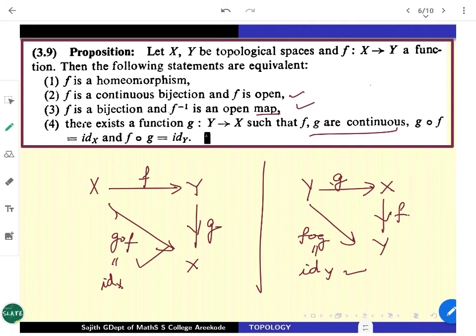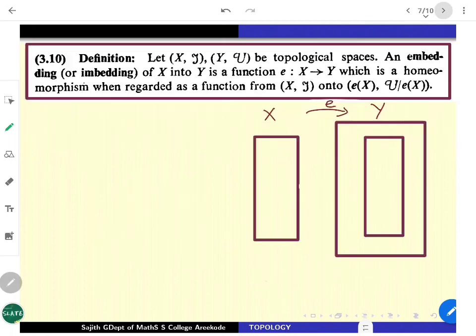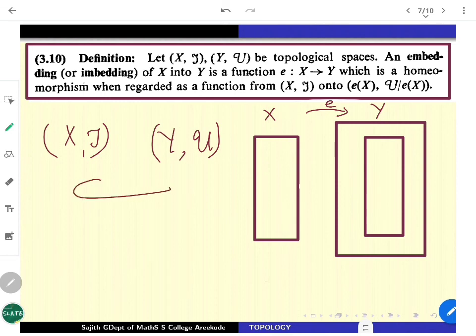Now we will just define a more technical word, embedding. Formally, x and y are two topological spaces. As I mentioned before, homeomorphism actually gives topological equivalence. So embedding is nothing other than that you can just place x inside y as a homeomorphism. That is, if there exists a function e from x to y such that this e from x to y is a homeomorphism. If you want to talk about that, we are working from x to y.